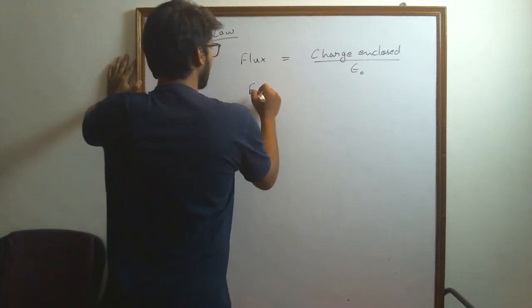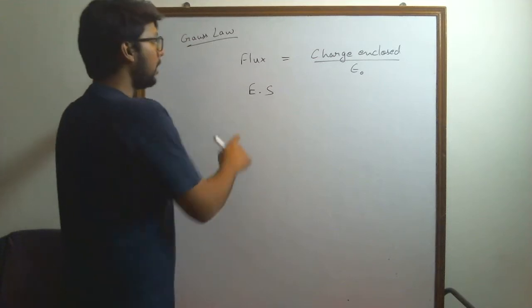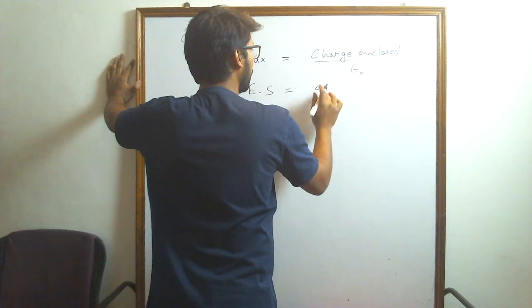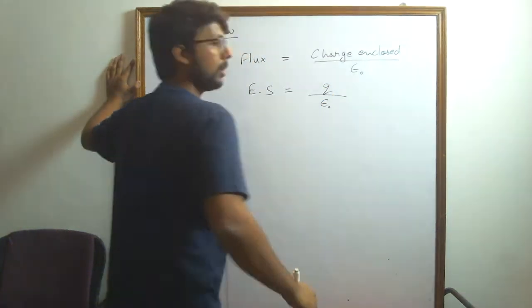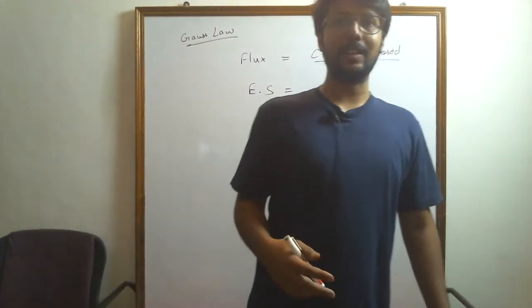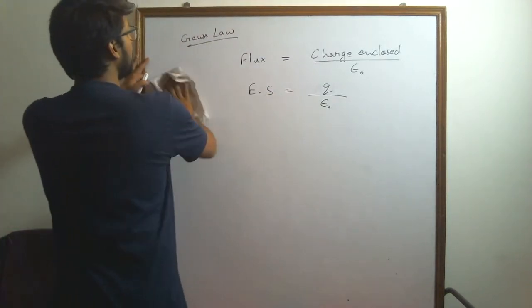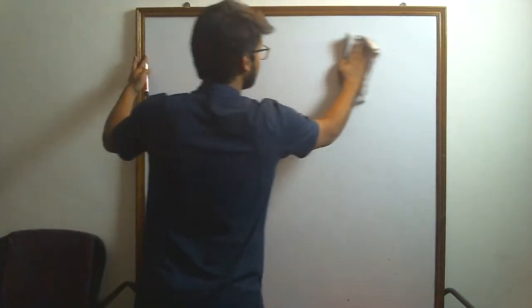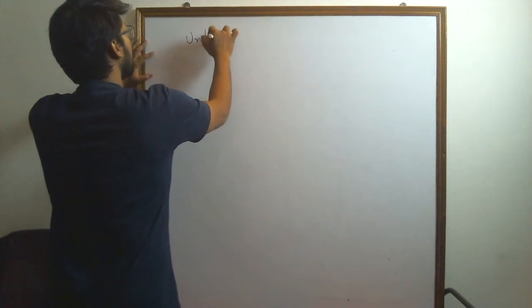So when I put it down, this is E dot S. S is the area, E is the electric field, which is equal to the charge enclosed, let's call that Q, upon epsilon. Epsilon is a constant. So this is the Gauss's law formula, and we'll be utilizing this to figure out the electric field of a uniformly charged wire.